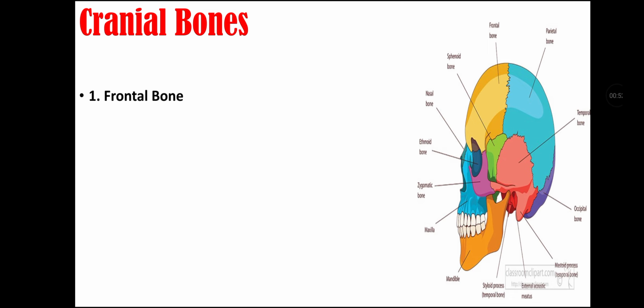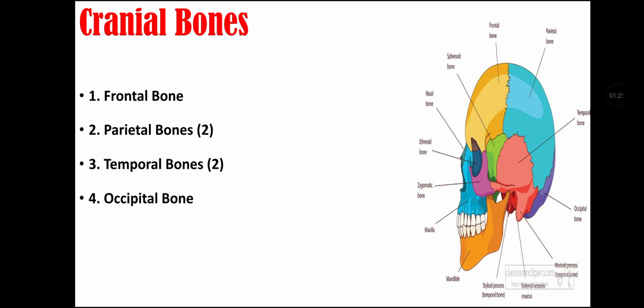So first bone we have is frontal bone. You can see in diagram the yellow color bone in front is frontal bone. It is unpaired bone, that means there is one frontal bone in every skull. Next bone we have is parietal bone. You can see the blue color bone just behind the frontal bone is parietal bone. It is paired bone, that means there are 2 parietal bones in every skull. Then we have temporal bone. You can see the red color bone below the parietal bone is temporal bone. It is also paired bone, that means there are 2 temporal bones in every skull.